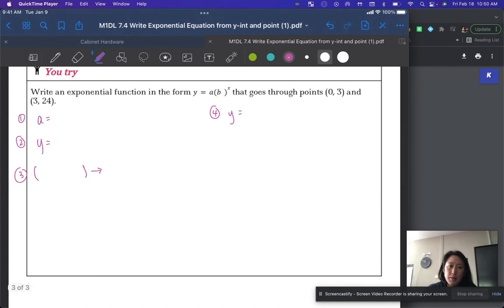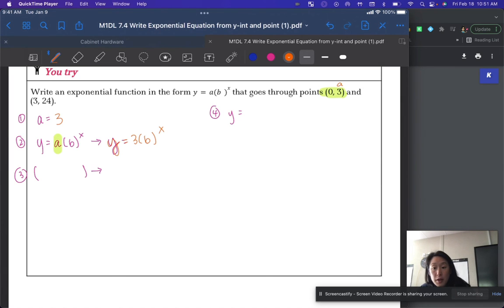Okay, let's do one more. We're given the point 0, 3, and 3, 24. So go ahead and pause. Try this on your own. Okay. All right, so I have 0, 3, which is my a. Okay, so my a is 3. And then we're going to write our equation in the form a times b to the x, replacing a. So I have y is equal to 3 times b to the x.